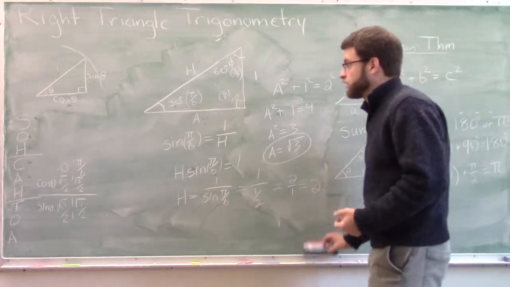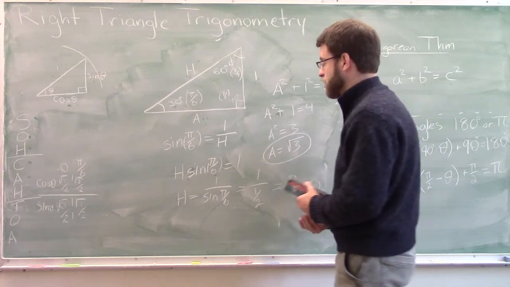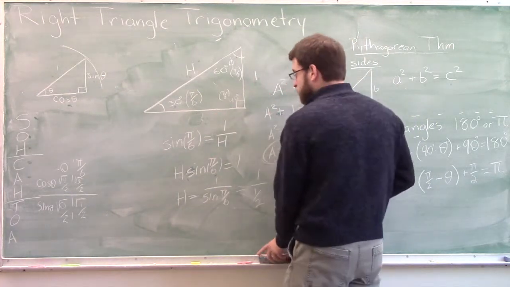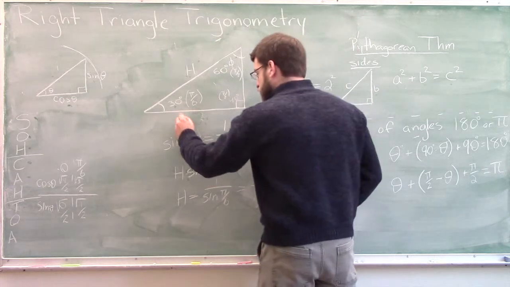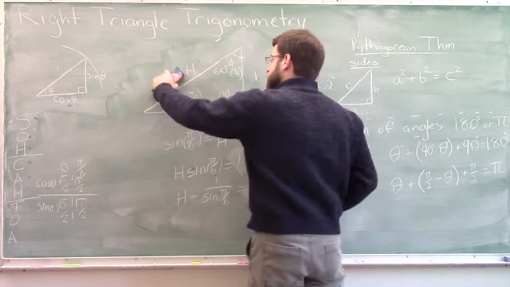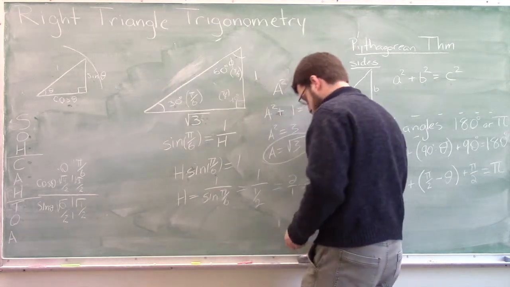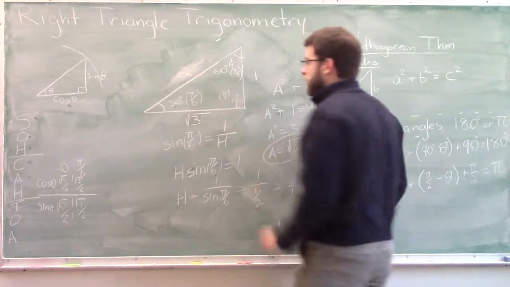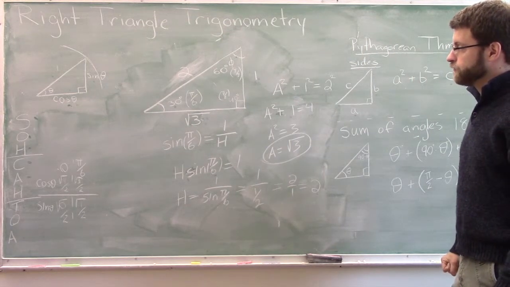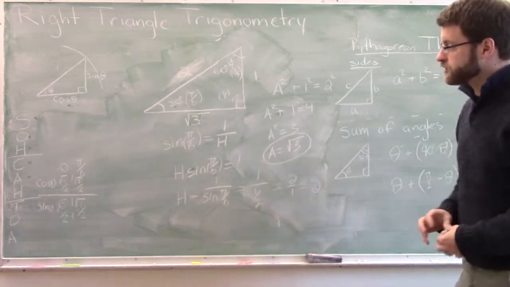So let's fill everything in. So this is a 30, 60, 90 triangle. We see that one of the legs has length 1. The other leg has length square root of 3. And the hypotenuse has length 2. Okay?